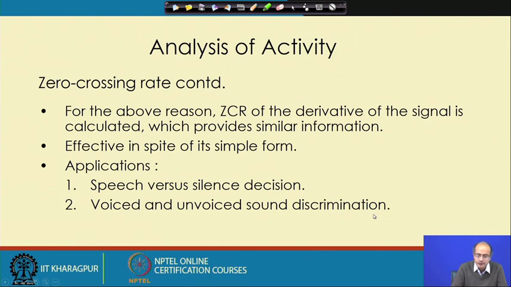Voiced speech and unvoiced speech, we know that their mechanisms of generation are a little different. For voiced speech, we generate the wave by the glottis, and that gets modulated by the transfer function of the vocal tract, and we get the sound outside.